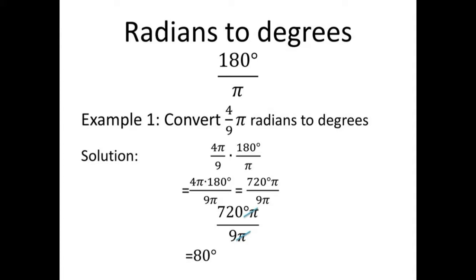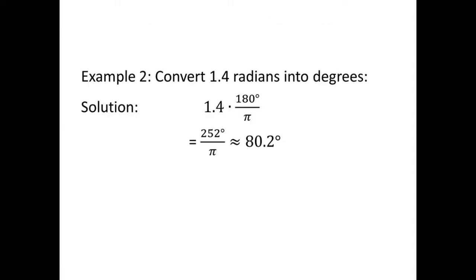The second example is to convert 1.4 radians into degrees. 1.4 times 180 degrees over pi is equal to 252 degrees over pi, which is equivalent to 80.2 degrees.